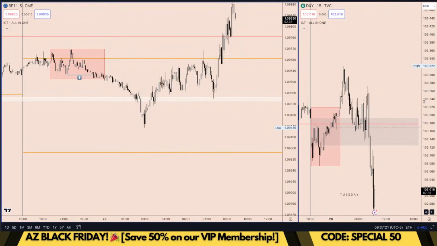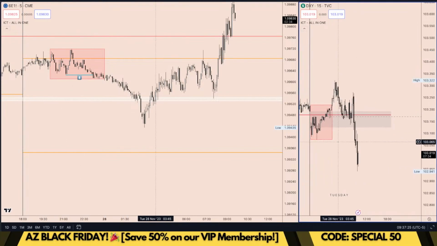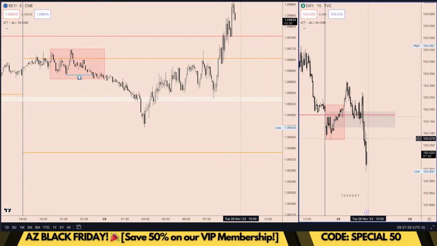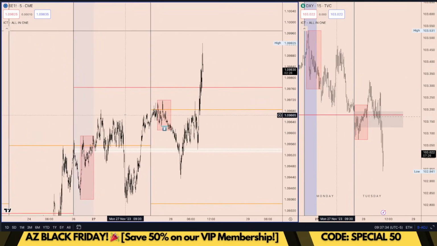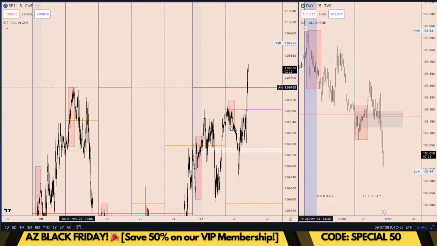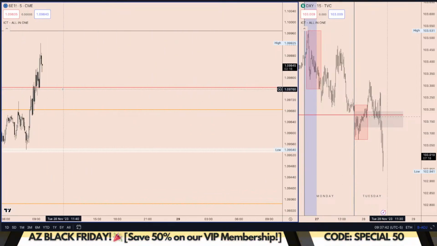Take a look at the DXY. The DXY filled the new day opening gap, took a sharp buy side, and continued lower below the previous week's low, while EU hit the previous week's high. So EU took out last Tuesday's buy side liquidity.